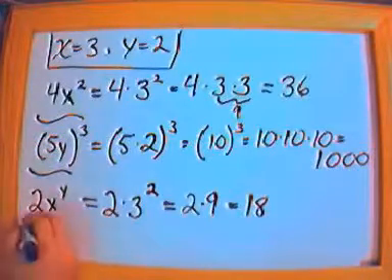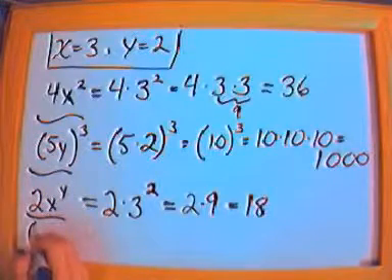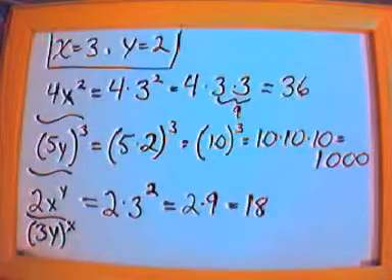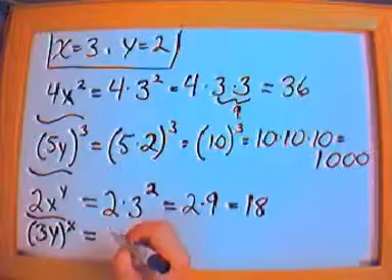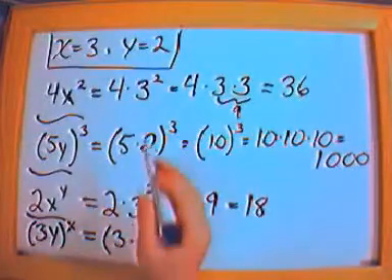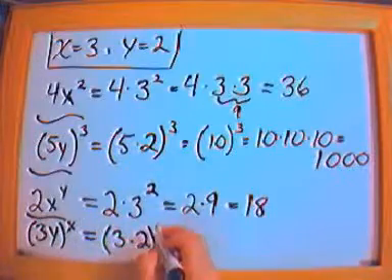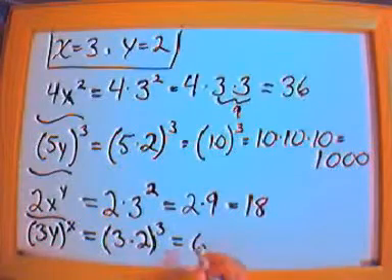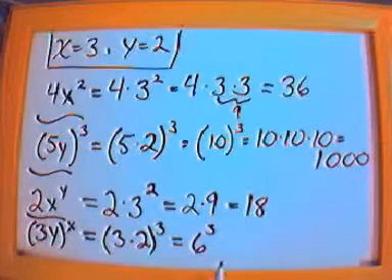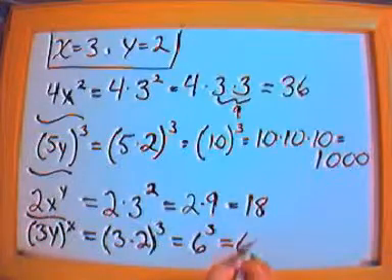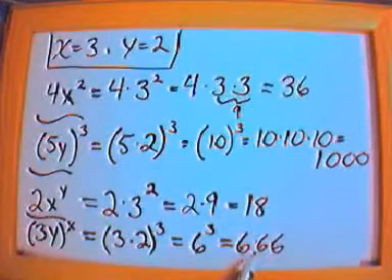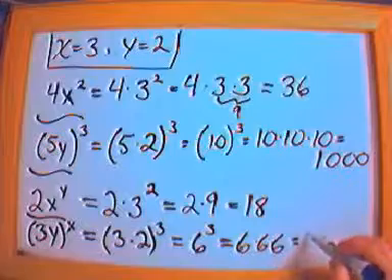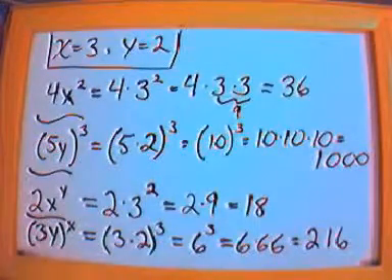Alright, and we've got room for one more, I think. So let's take 3y raised to the x power. Again, plug it in. Carry the parentheses, 3 times y, which is 2, raised to the x, which is 3. 3 times 2, we always do the inside of the parentheses first. 3 times 2 is 6, raised to the 3 power. And you can do that in your calculator. This is just going to be 6 times 6 times 6. Well, 6 times 6 is 36. 36 times 6. And if you do that in your calculator, you'll see that that's equal to 216.